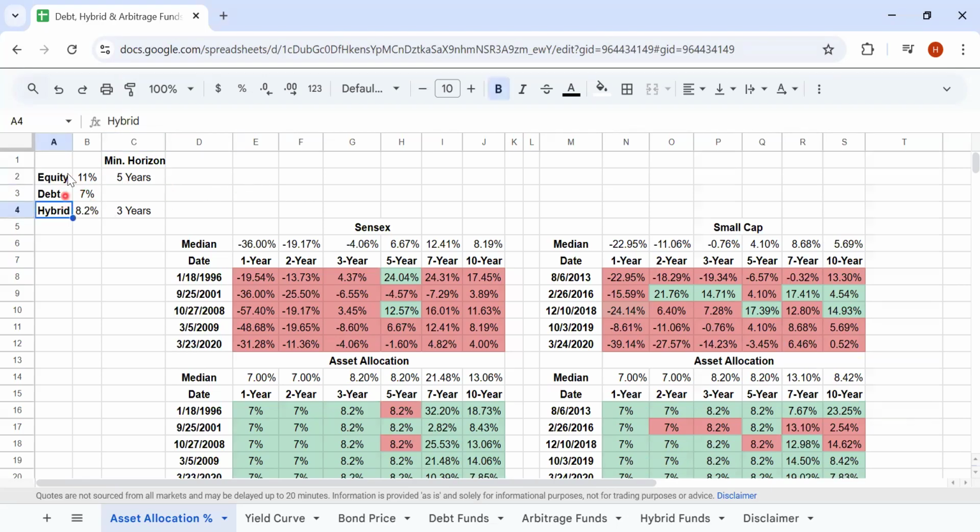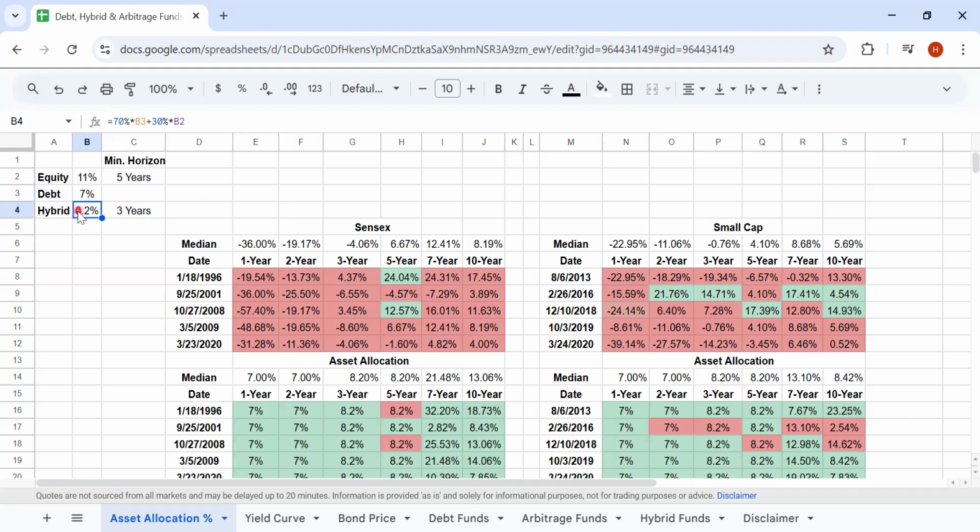So here I have taken three asset classes: equity, debt, and then the hybrid funds. Hybrid is nothing but the combination of both equity and debt. For equity, the minimum investment horizon has to be always 5 years, and historic return has been around 11%. For debt, if you look at the fixed deposit rates, it's around 7%. So all the debt funds also deliver around 7%.